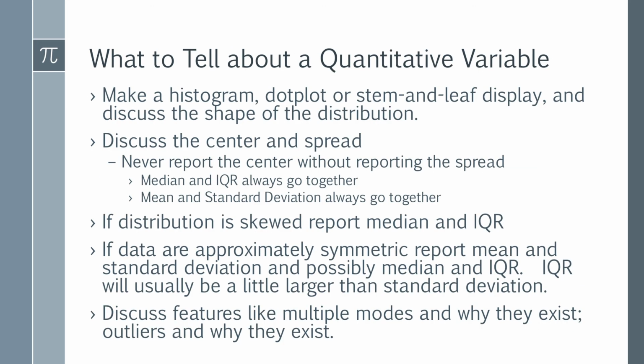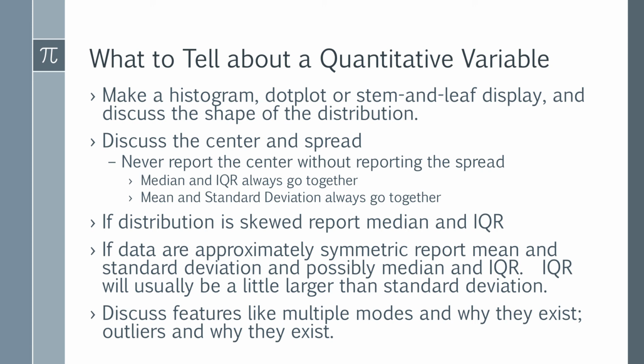So this is going to wrap up our Chapter 3, displaying and summarizing quantitative data. Let's do a quick review, a summary slide here. We're going to make a histogram, a dot plot, or a stem and leaf display and discuss the shape of the distribution. Then we want to discuss the center and the spread. One thing I want to emphasize is never report the center without reporting the spread. I see this so many times. I see people report the average value of something. Having the average value alone is really not a lot of information, and you should be reporting the spread.